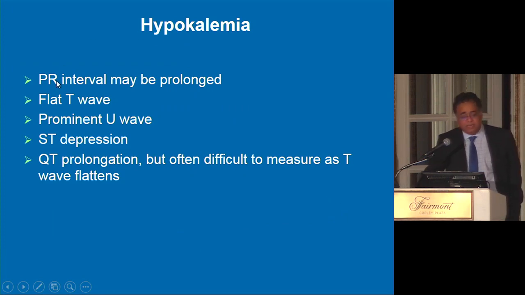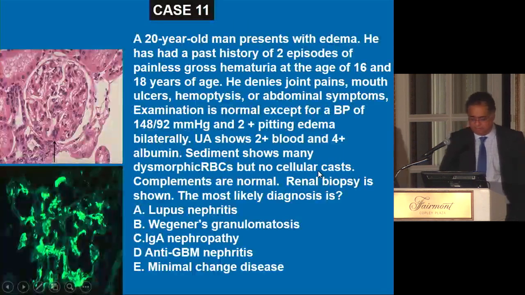So in hypokalemia, the PR interval may be prolonged. There's a flattening of the T wave, a prominent U wave. There may be some ST depression. There may be QT prolongation, but it's often difficult to measure because the T wave flattens.